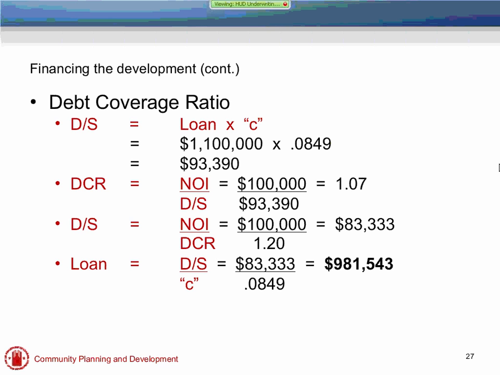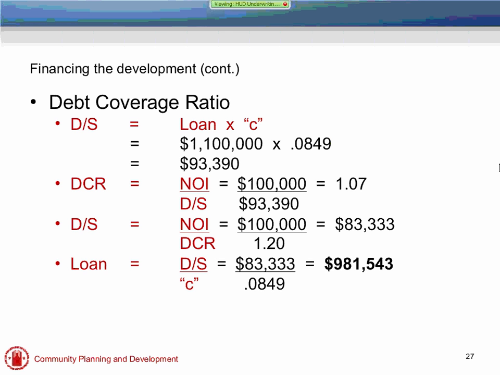So we're going to look at both the debt coverage ratio and the loan-to-value ratio and compare both, because the bank's going to look at both and they're going to lend on whichever loan covers both, so it's always going to be the lower number. For our debt coverage ratio, we start with our debt service, which is our loan times our constant. The request of the loan is $1.1 million, and the constant here is 0.0849. So the debt service on that would be $93,390.